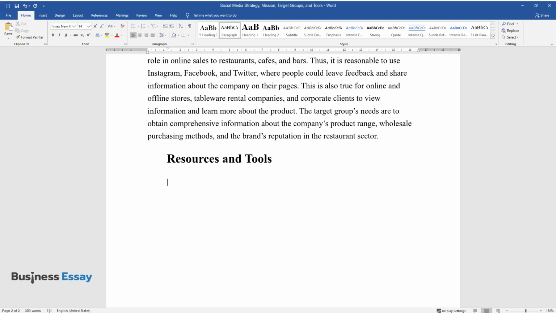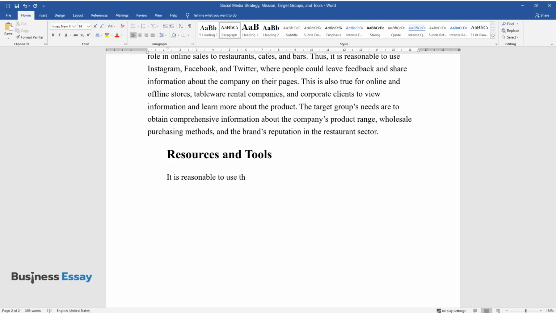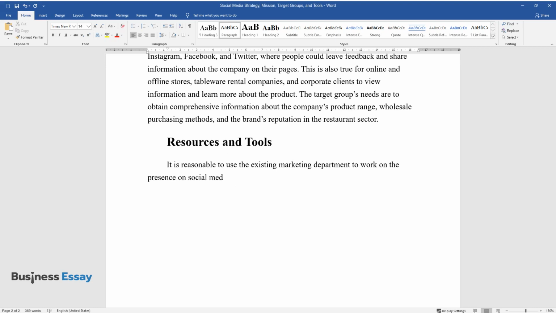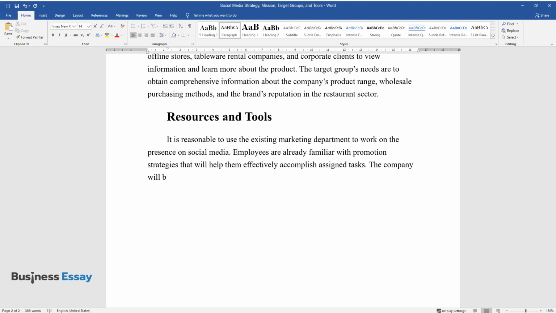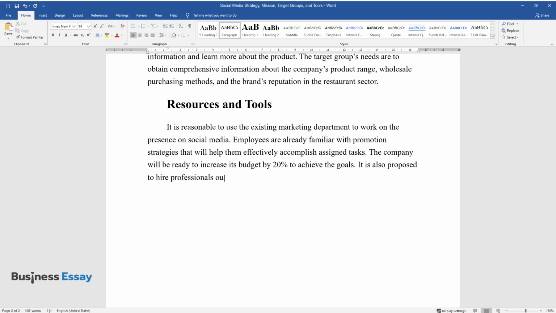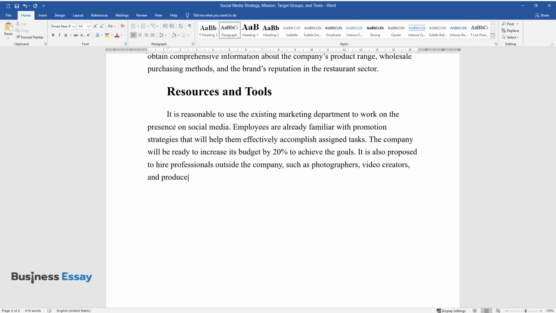Resources and tools. It is reasonable to use the existing marketing department to work on the presence on social media. Employees are already familiar with promotion strategies that will help them effectively accomplish assigned tasks. The company will be ready to increase its budget by 20% to achieve the goals. It is also proposed to hire professionals outside the company, such as photographers, video creators, and producers.